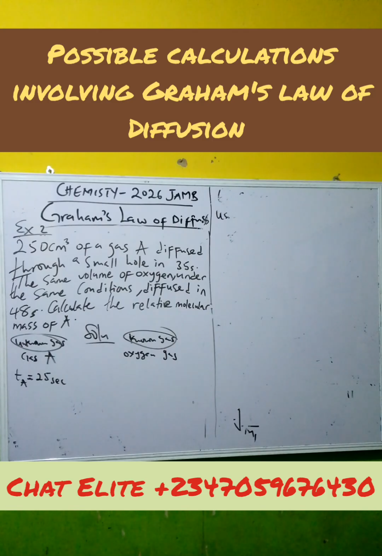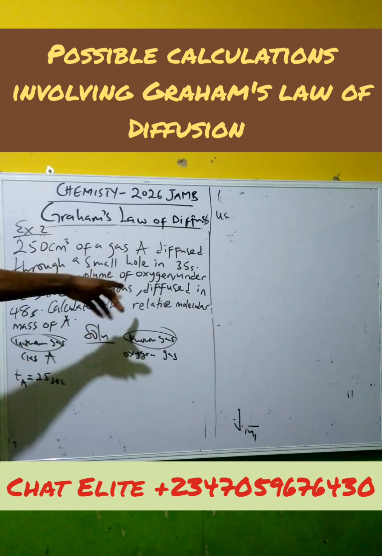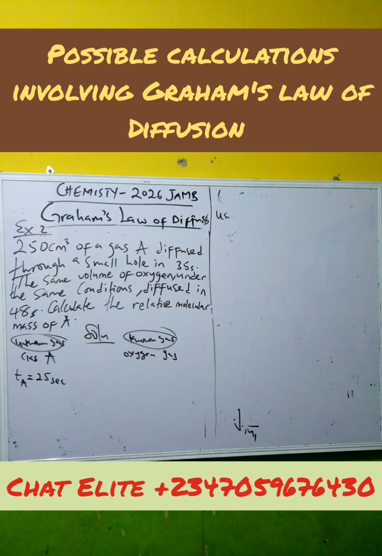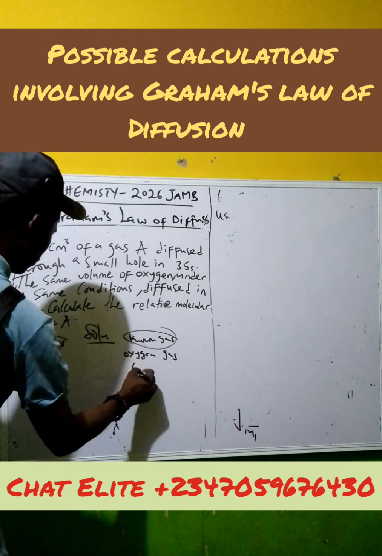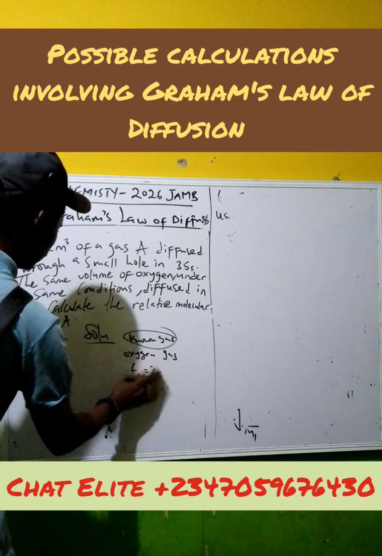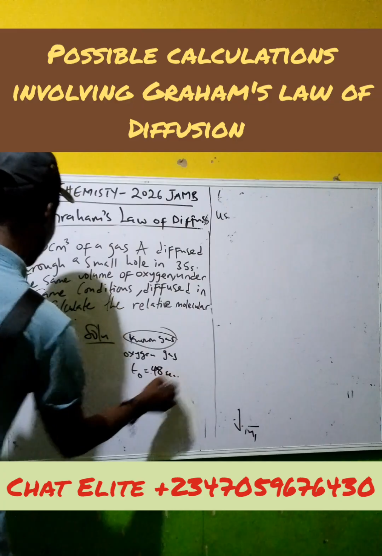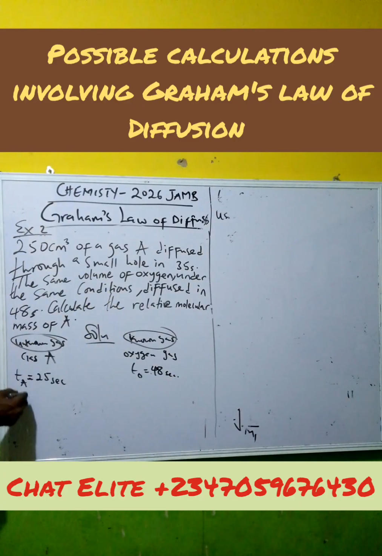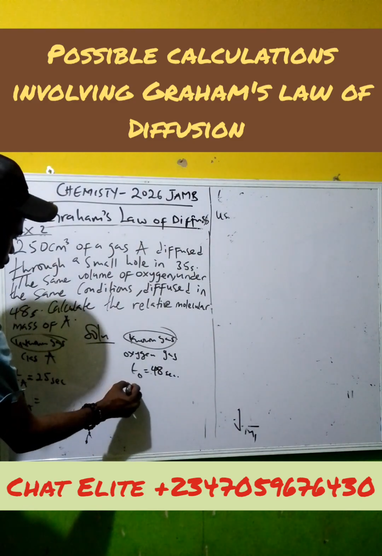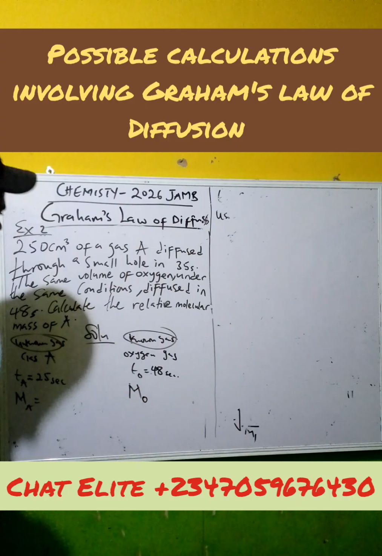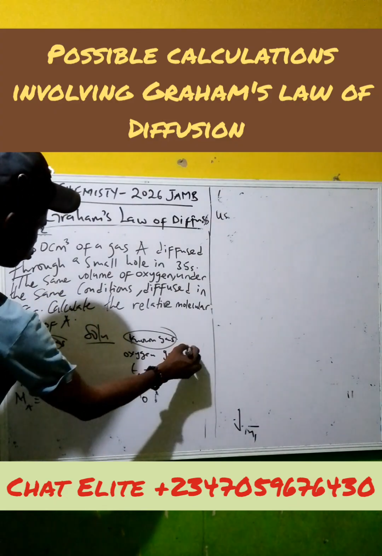So the same volume of oxygen under the same condition diffused in 48 seconds. So the time for oxygen is 48 seconds. We don't know the relative molecular mass of gas A because the gas is unknown, but we should know the relative molecular mass of oxygen gas, that will be O2.